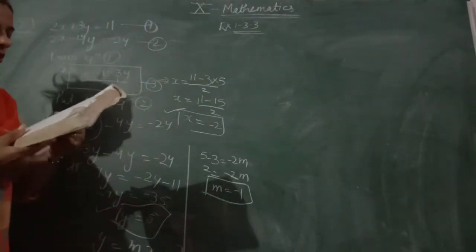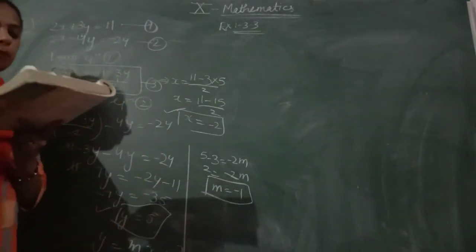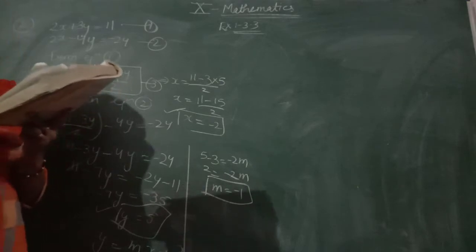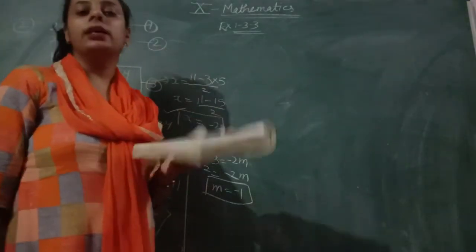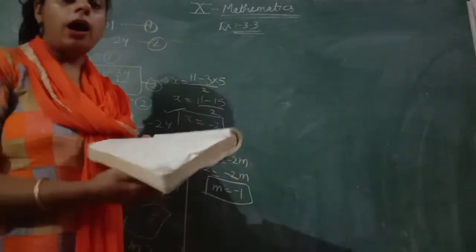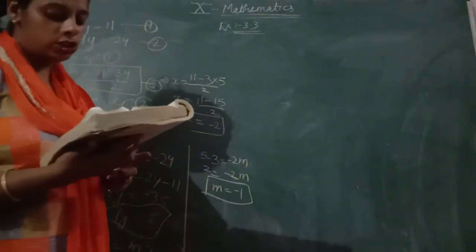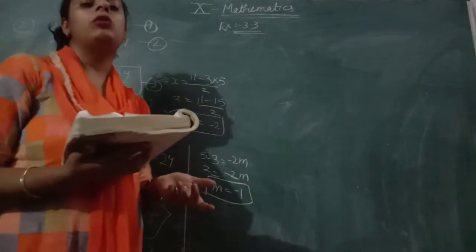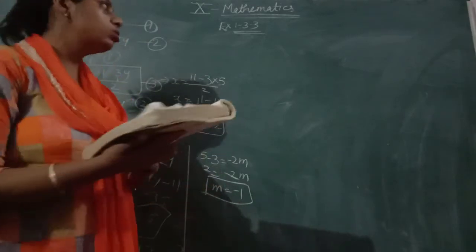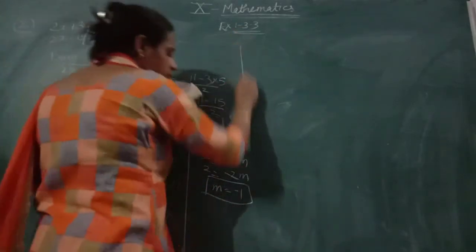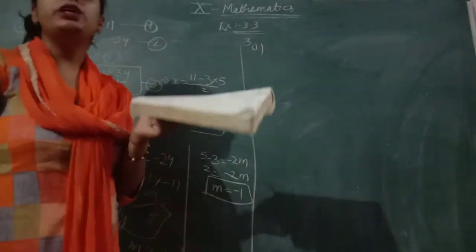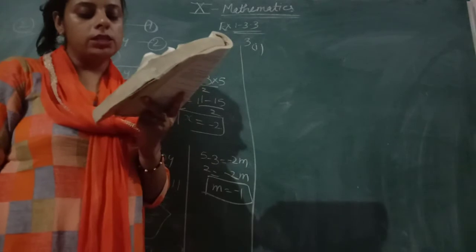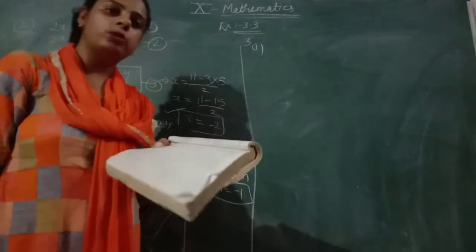Come to question number 3, where you form the pair of linear equations for the following and find their solution only by the substitution method. I am just making the pair of linear equations, and you know the substitution method very well. Try to solve it. I am taking the first one, where the first statement is: the difference between two numbers is 26 and one number is 3 times the other.